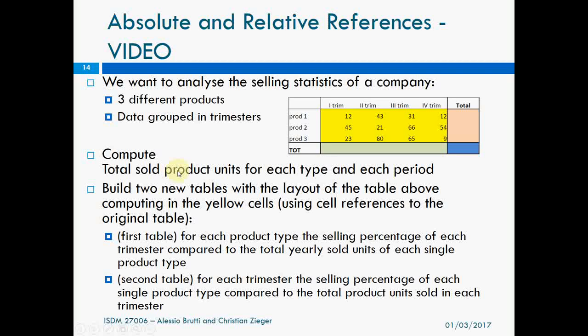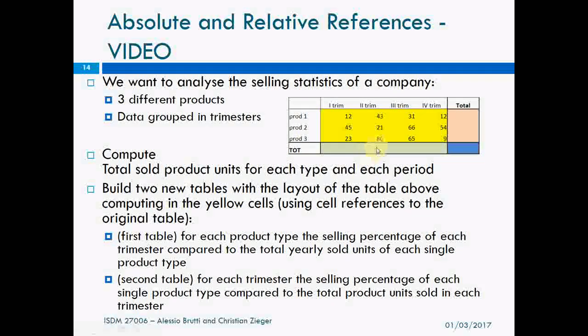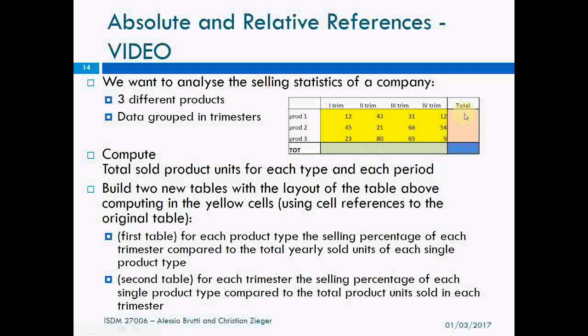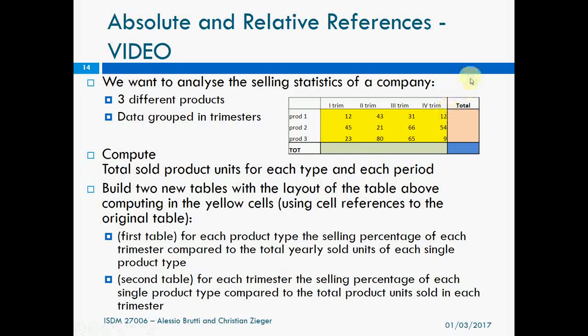As the first point of the exercise, we need to fill this table, the green part and the orange part, computing the total sold product units for each type and each period. So here we need to compute the total units sold for the first trimester, here for the second, and so on. And here you need to compute the total sold units for product 1, product 2, and product 3 for the whole year.